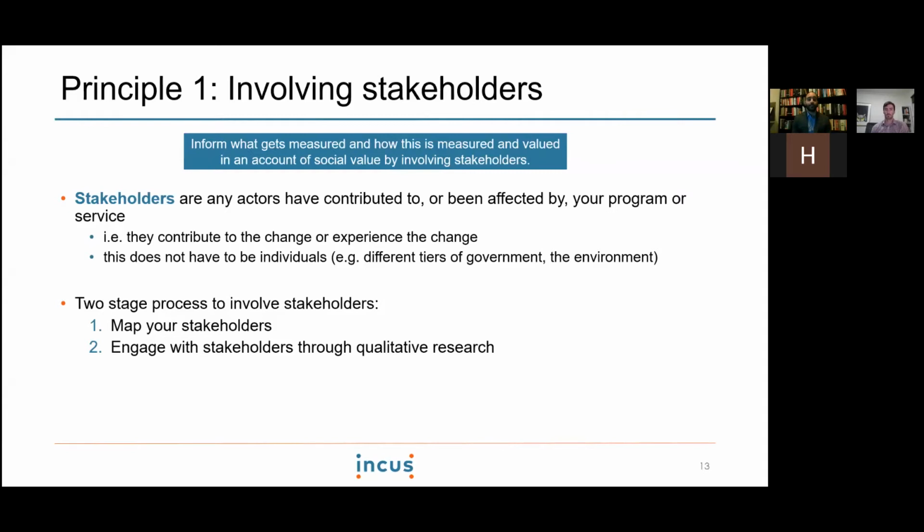It doesn't have to be individuals. It can be different tiers of government. It can be the environment. All of those are stakeholders of a particular program. There's a two-stage process to involve stakeholders.